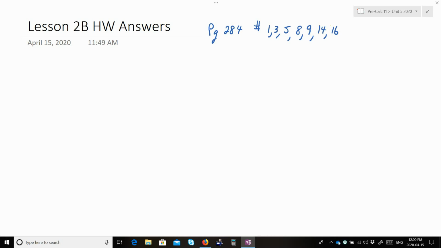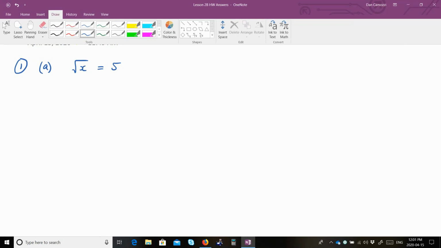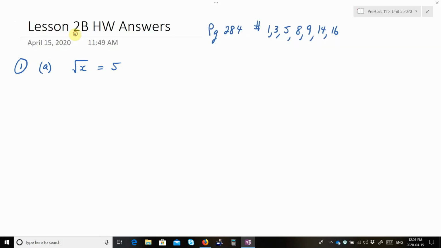So I thought I could do some of the odd ones here for you at first, and if you want to see the evens as well, we can do that. But for now, let's start with number 1. It says solve for x, and it has the square root of x is equal to 5. Okay, so this is a radical equation, and the general method is you have to isolate the radical and then square both sides and then solve from there.